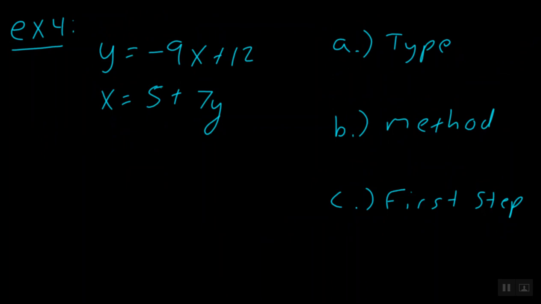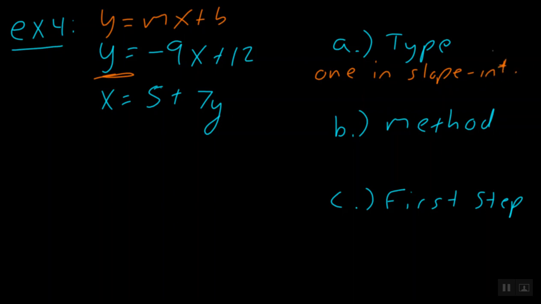Okay, in example 4, let's talk about the type. Well, I see that right here I have y equals, and we know that this is in the form of y equals mx plus b. So we can say one of our equations is in slope intercept form.